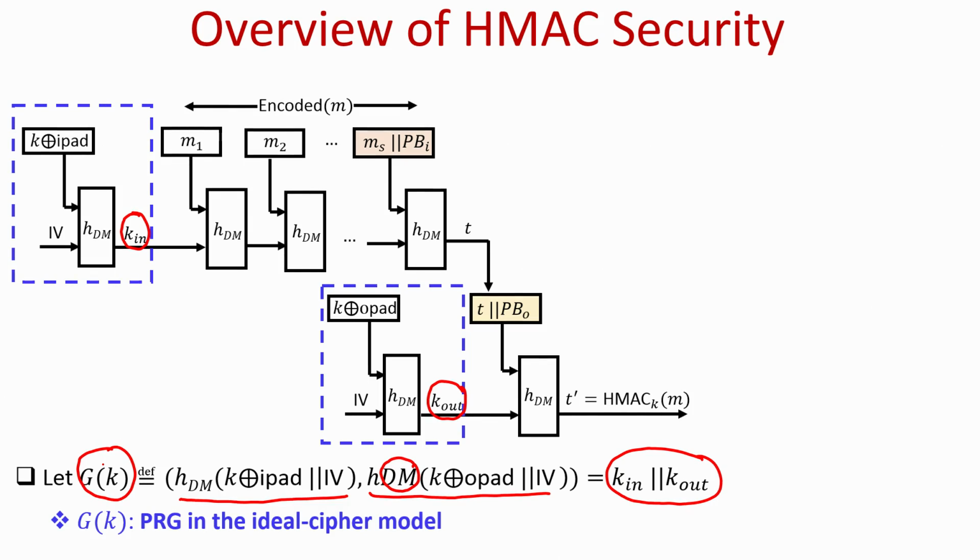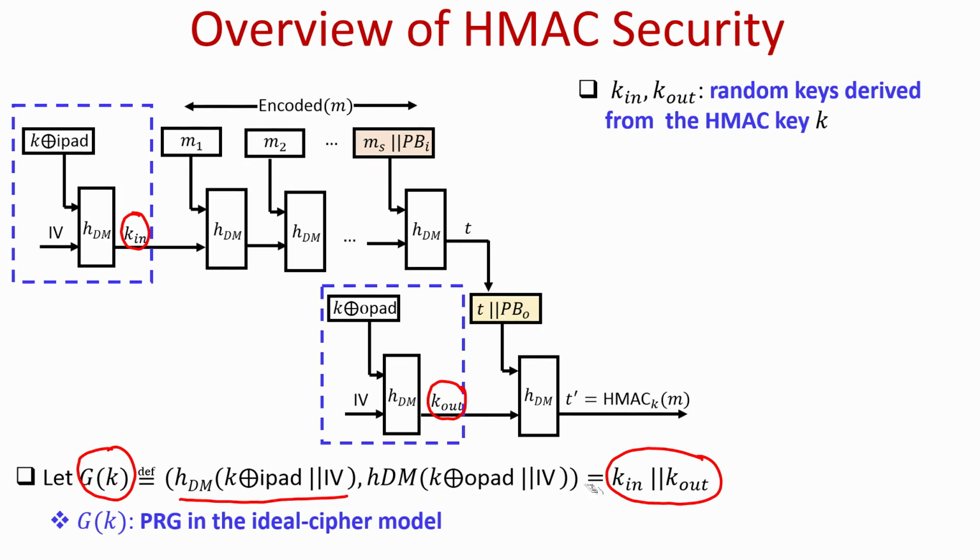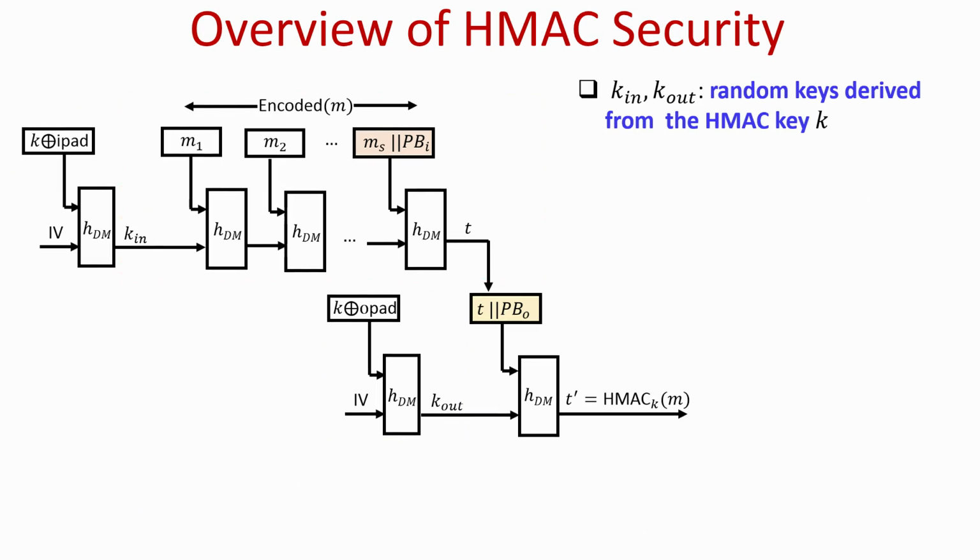So, we can formally prove that the construction g of k that we have defined like this indeed is a pseudo random generator in the ideal cipher model, and that means what? That the distribution of the two keys that we have obtained, namely k in and k out, which we are using in the inner layer and the outer layer, is computationally indistinguishable from a distribution of truly random keys k in and k out that would have been obtained by running a true random generator. So, you can safely consider the derived keys k in and k out to be as good as true random keys.